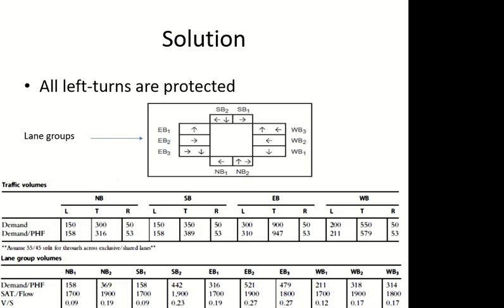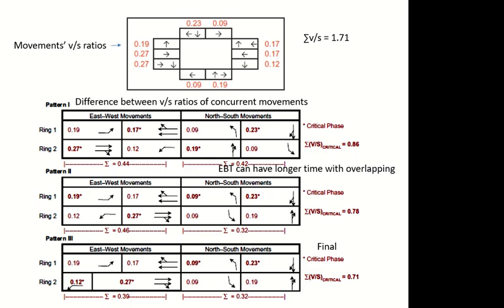Now we will move on to the phasing plan. The phasing plan and the rest of the process will depend upon the V by S ratios, so just keep it in mind. We calculated V by S ratios in this step. This shows the V by S ratio for each and every lane.